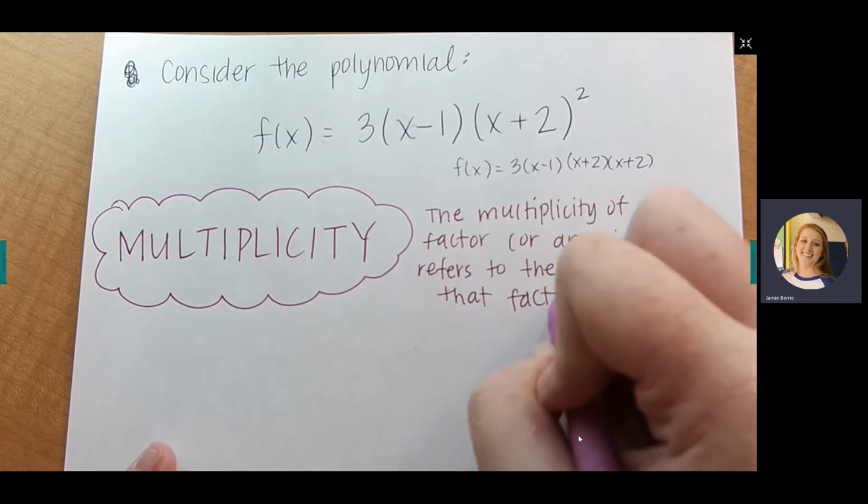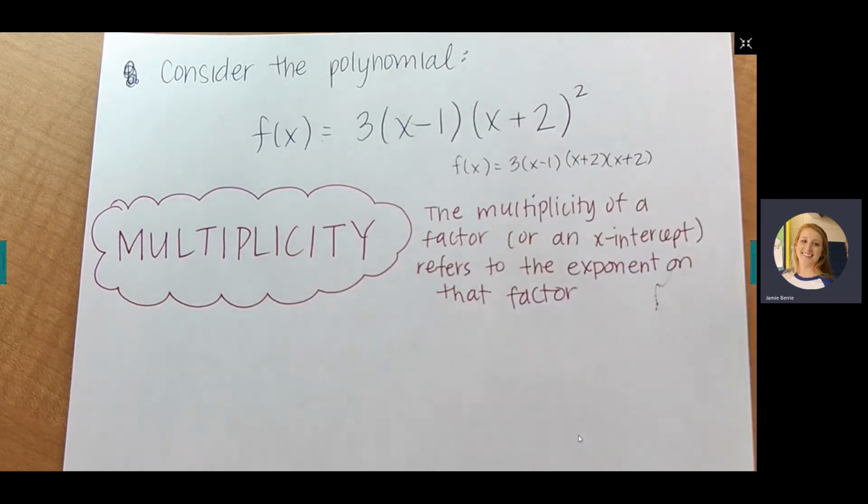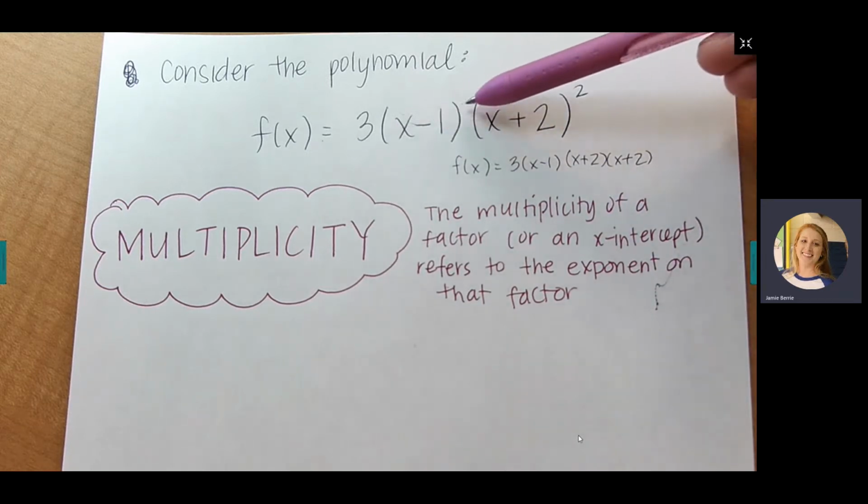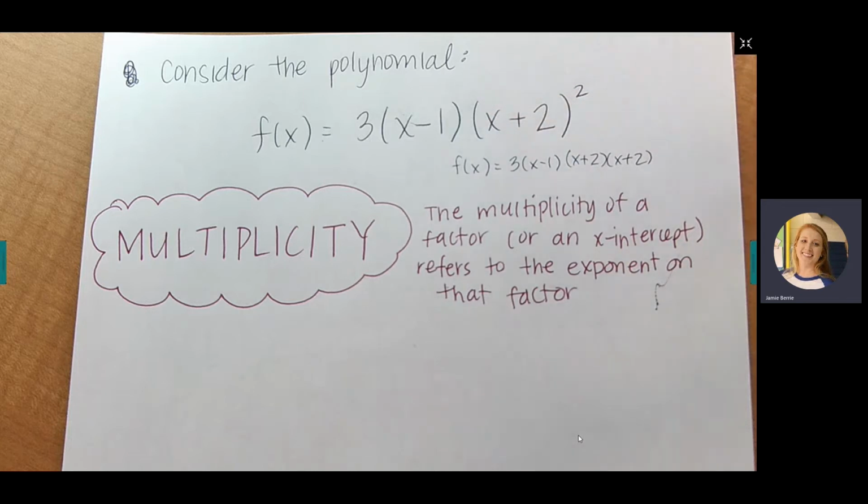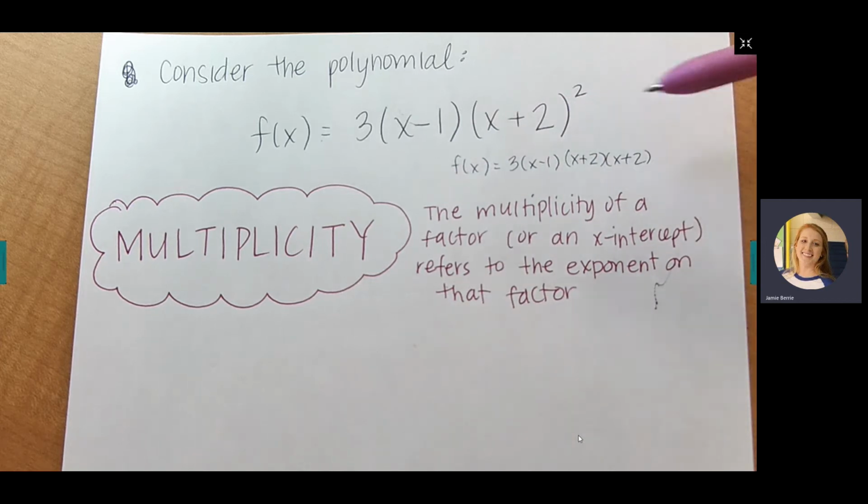All right, so looking at this top line, our first factor right here doesn't have an exponent indicated, so we can pretend there's a 1 there. So it would have multiplicity 1. That's how you would describe it. And then this next factor has an exponent of 2, so it would have a multiplicity of 2. So super simple.